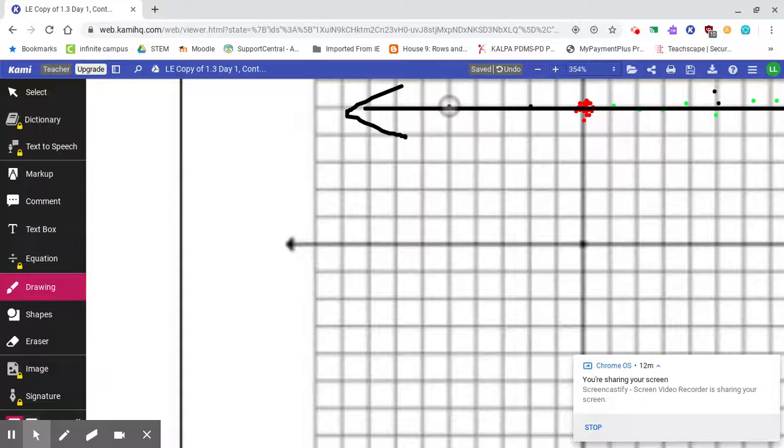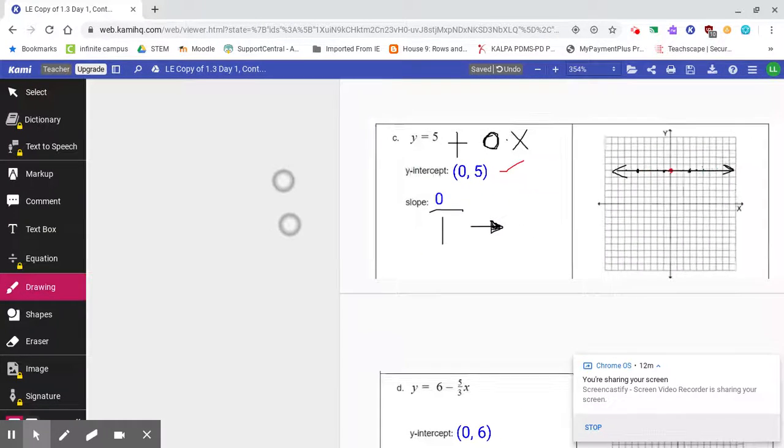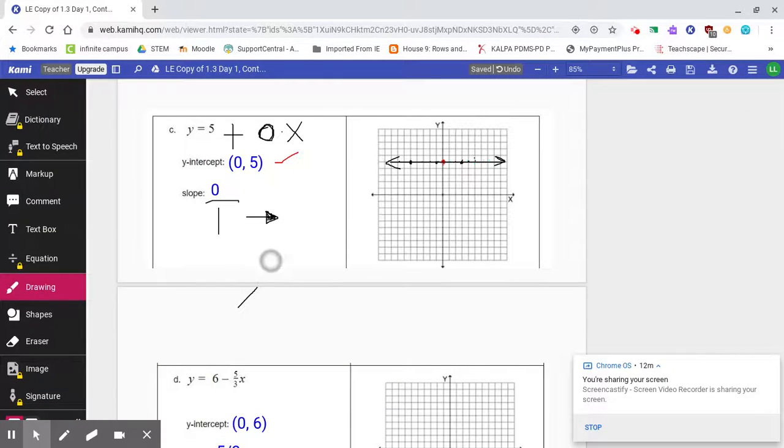If I choose a dot way over here, again, it's to the left, but also up 5. And way over here, up 5 again. So all the y's on this line are all y equals 5. It doesn't matter where x is. Okay. All right, let's try a few more.